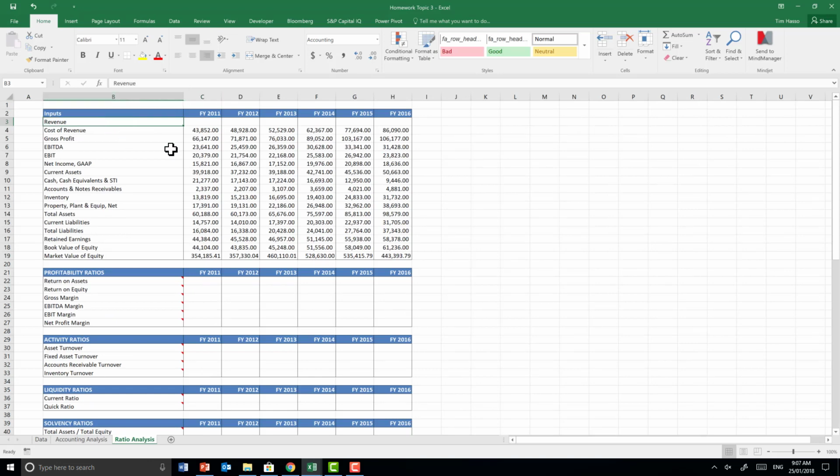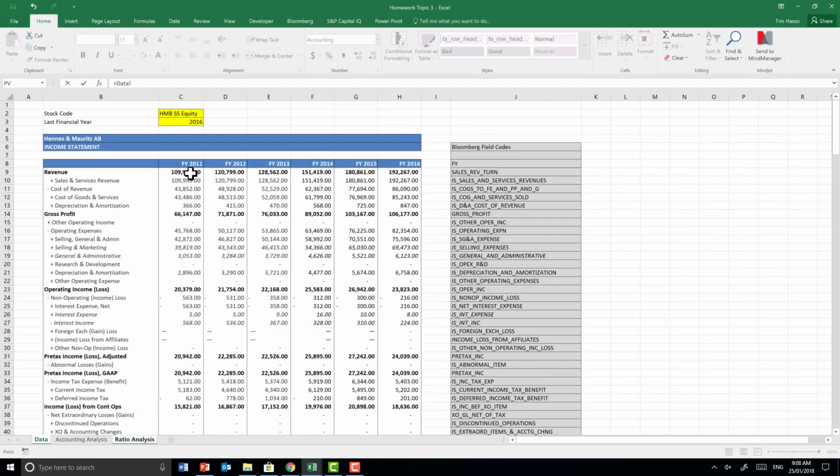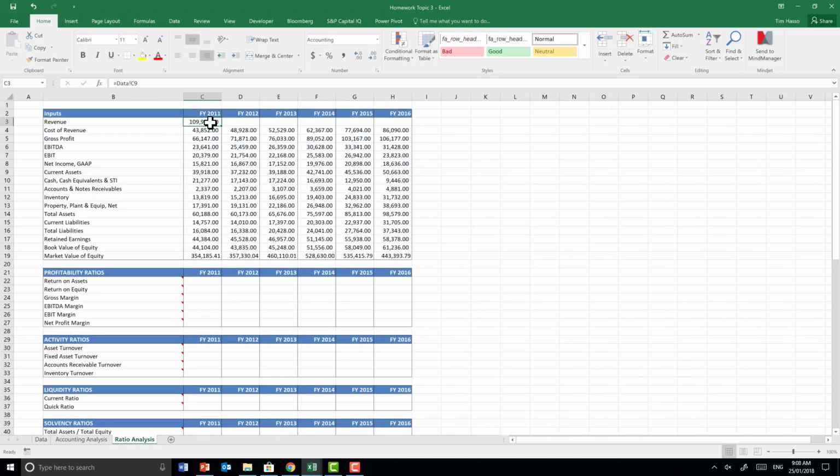At the top, we have a bunch of inputs that we'll be using, and the only reason why I have the inputs at the top is so that when I calculate the ratios, I don't always have to go back to the data sheet. And again, I've pre-filled this for you more or less completely. The only thing that's missing is revenue. So to grab the revenue for 2011, you would essentially just press equal, go to the data sheet, and then grab the revenues from C9. Then what you can do is just drag that cell to the right to fill all the other years.